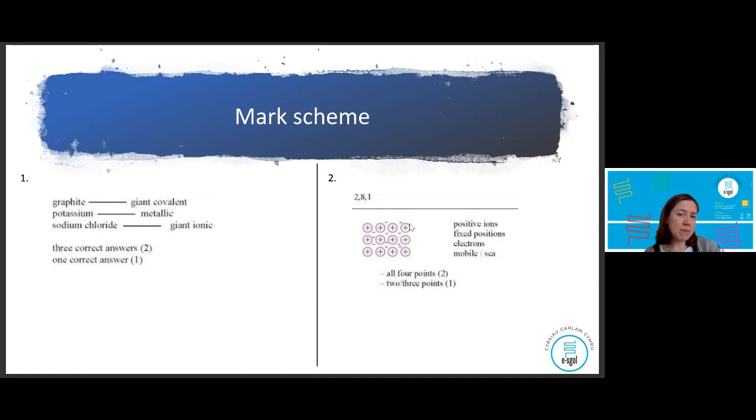And here is a typical diagram for sodium. Again, you can see it's got +1 ions to represent the Na+ ions, and then we've got this sea of delocalized electrons around that. So what they're looking for here is positive ions in fixed positions. So we want them in these nice rows, and then we want these electrons all around these positive ions to represent the sea.